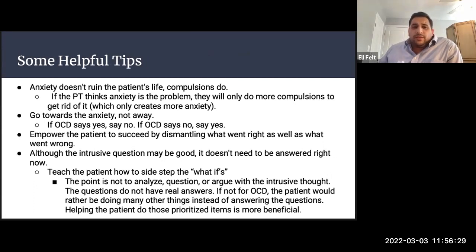So anxiety, this is an important thing to remember. Anxiety doesn't ruin the patient's life. The compulsions do. And if the patient thinks that the anxiety is ruining their life, then they're going to keep trying to get rid of the anxiety by doing compulsions. And that is not going to be in their best interest. So when they realize, hey, listen, anxiety is just a feeling that I'm having that's temporary, but the compulsion is this ritual that I'm kind of a slave to, that's ruining my life.